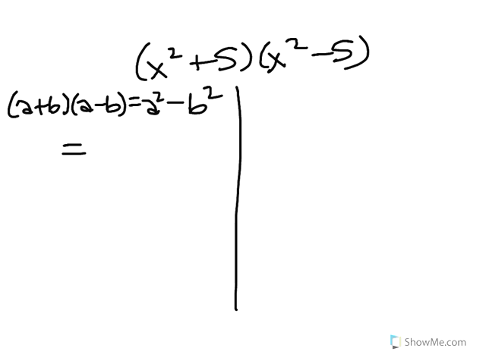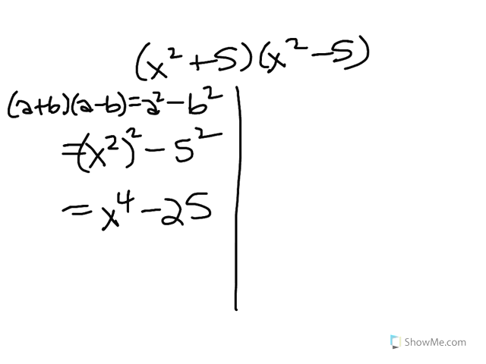X squared squared is going to be the first term in our product. And then 5 squared is going to be the second term. X squared squared, multiply the exponents, you get x to the 4th. And 5 squared is 25. That's done. If you're going to use the FOIL method, that'll work too.